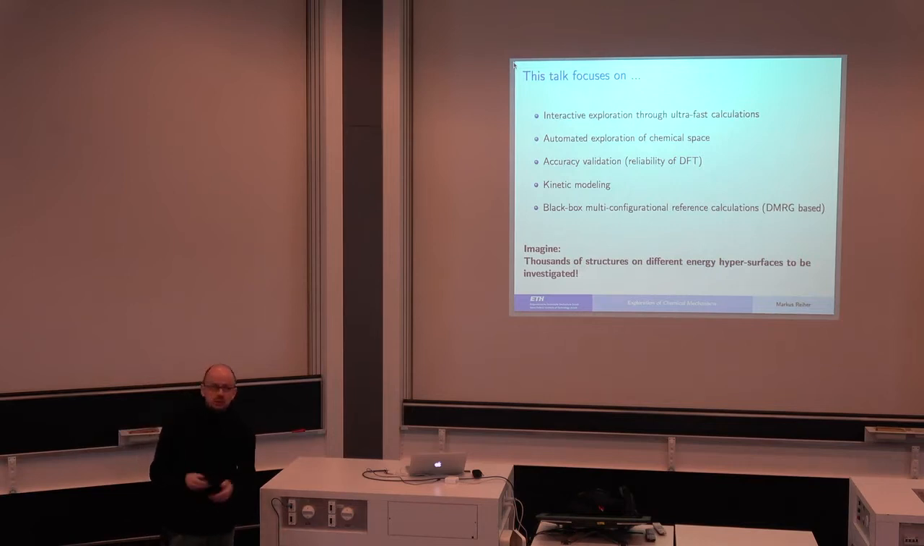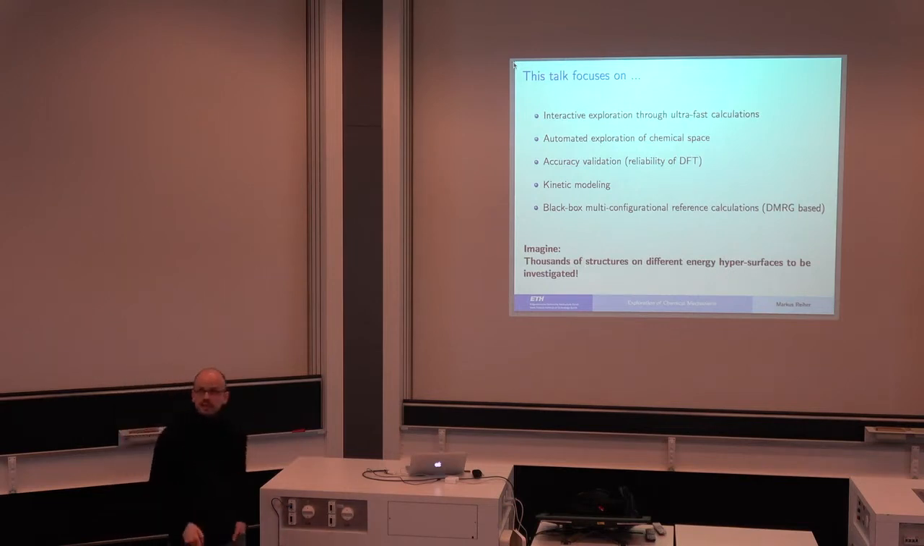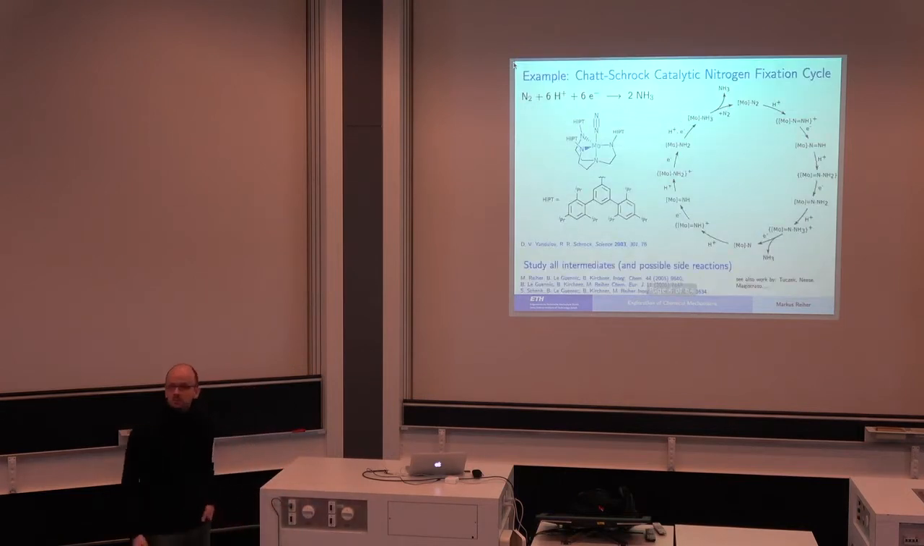So I just want to sketch to you what kind of problem actually drives us to do these developments, and from there you will see that you can transfer this to similar molecular problems. So imagine that you need to look at thousands of molecular structures at different energy hypersurfaces in order to understand a chemical catalytic cycle. This is one example, one that we have been working on for more than a decade now, and that is the reduction of inert dinitrogen by protons and electrons to ammonia.